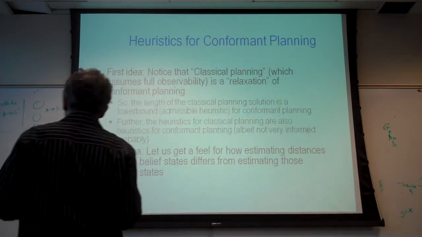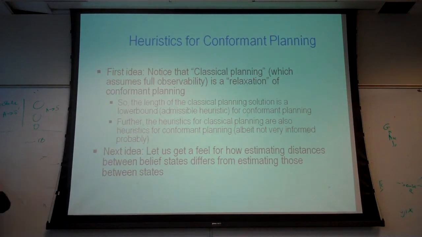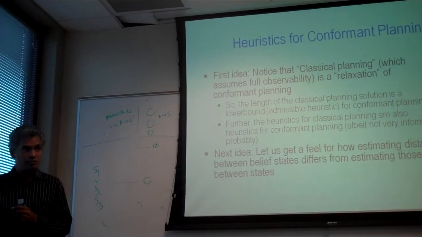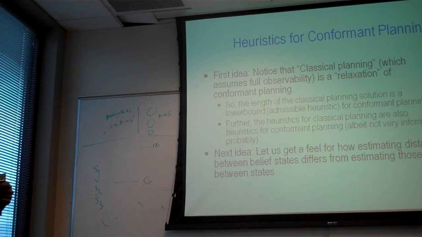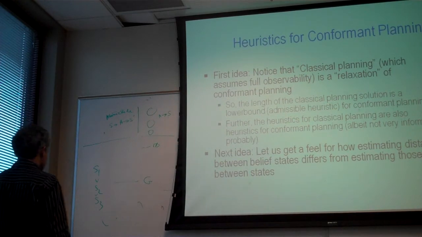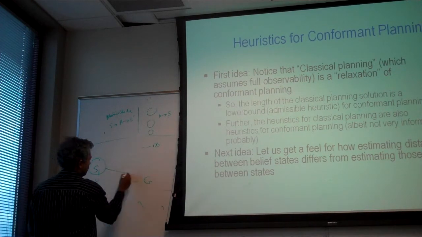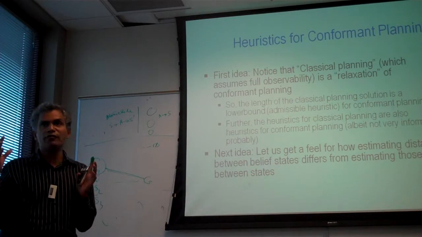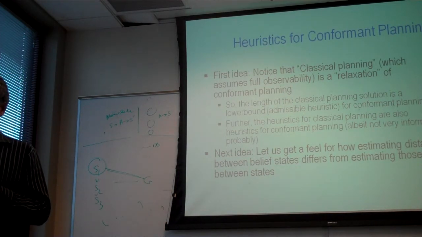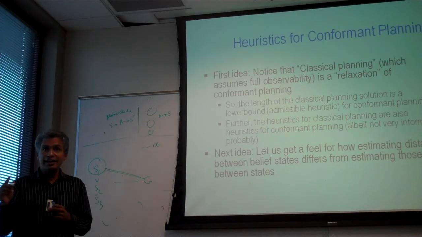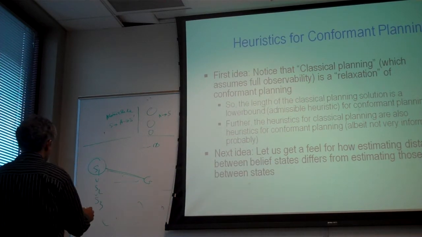So here's the story. If I think I'm in either S1 or S2 or S3 and I need to go to G, then I can relax it and say, well, I'll just assume I'm in S1, and I'll need to go to G. And then I'll find the true cost of going from S1 to G. Do you see what I'm saying? True cost of going from S1 to G. And you can see that that cost would be an underestimate of the cost of taking S1 or S2.